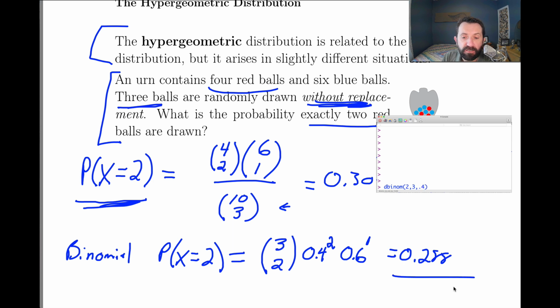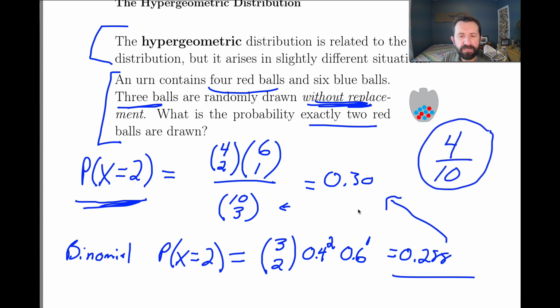So we notice here that the 0.288 from the binomial, the implicitly with replacement case, is fairly close to the without replacement here. Sometimes it will be close, sometimes it will not be so close, and we're going to look at situations where we might approximate the hypergeometric with the binomial, and why we might do that, in a little bit. But without replacement is the fundamental thing here.